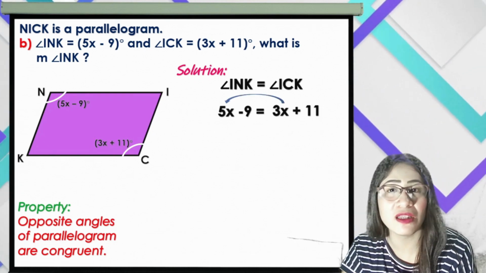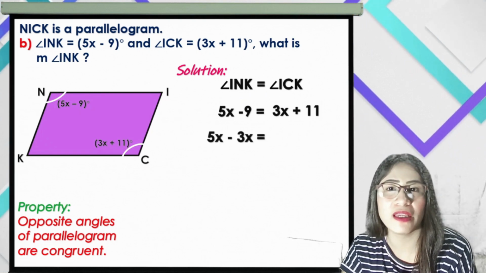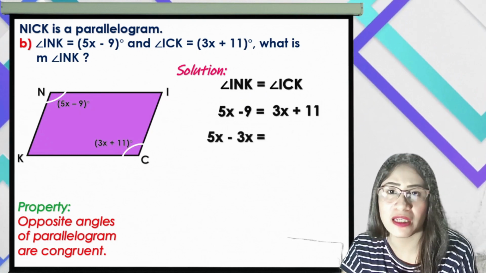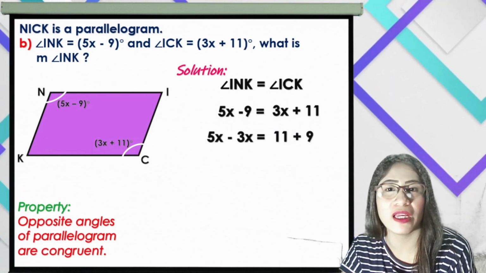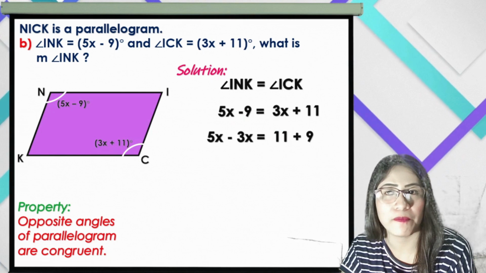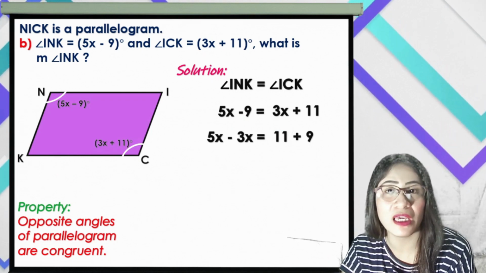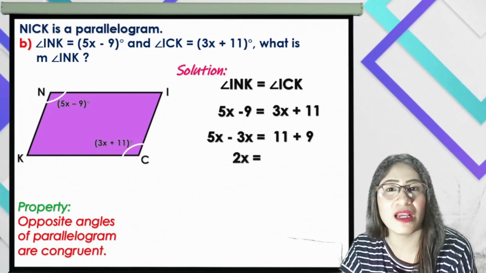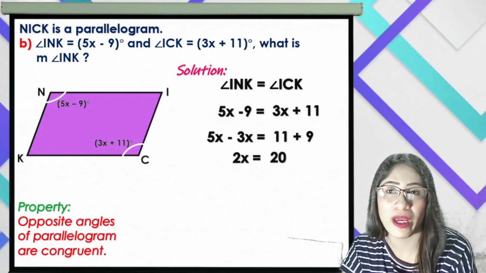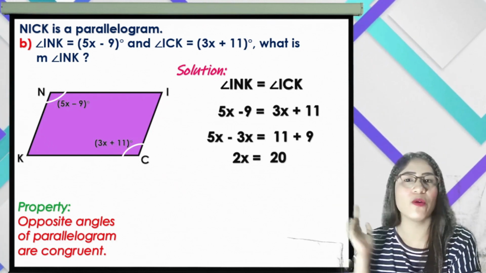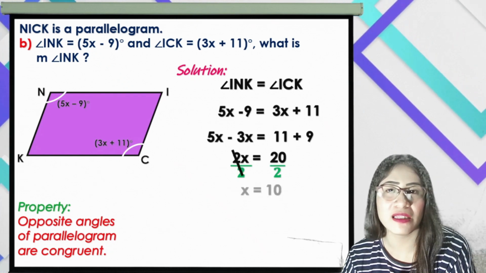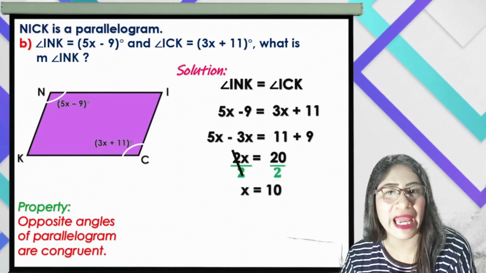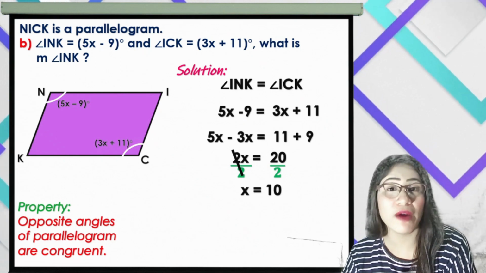Transpose 3x, so we have 5x minus 3x. Transpose negative 9, so we have 11 plus 9. 5x minus 3x is 2x, and 11 plus 9 is 20. Divide both sides by 2, so x is equal to 10. Therefore, the value of x is 10.